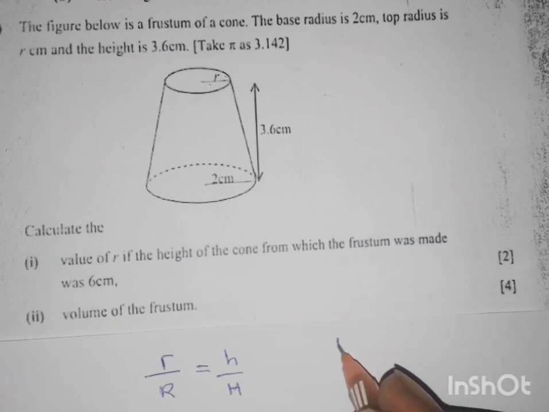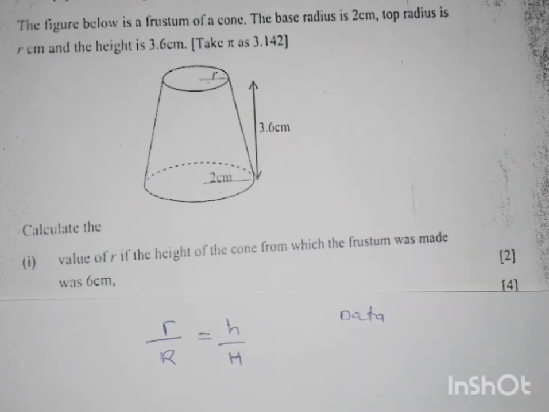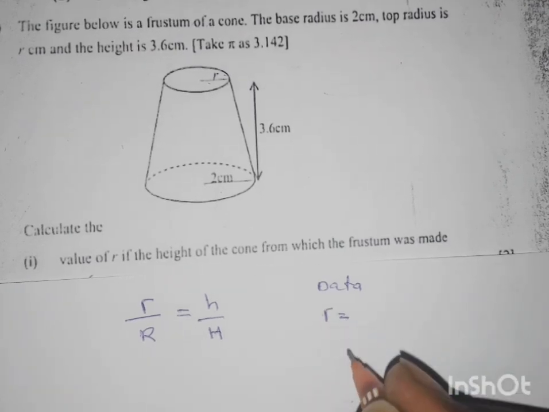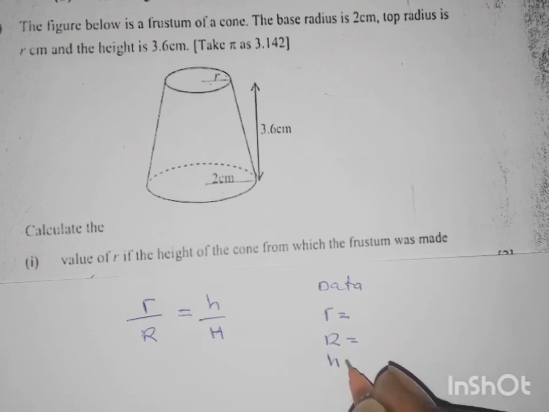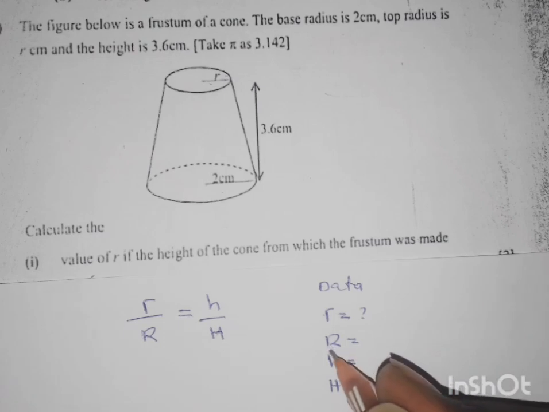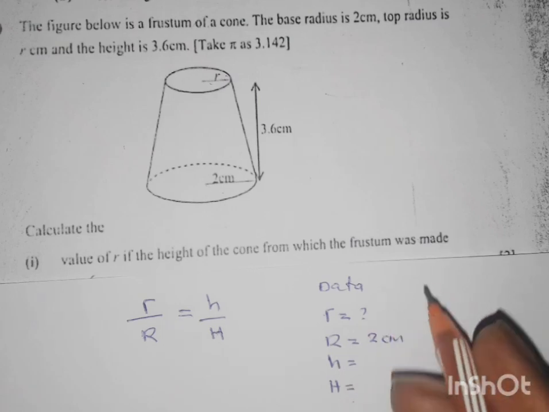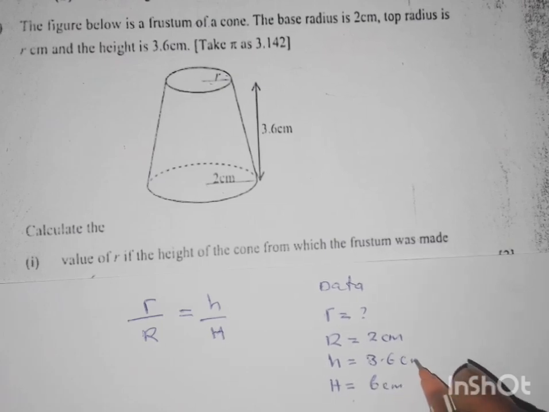So let us identify this. Let's get our data there. In our data, we should identify our small r, our large r, our small h, and our large H. Our small r we don't know. Our large r we know it's 2 centimeters. Small h is this one, which is 3.6 centimeters. Then the large H is 6 centimeters.